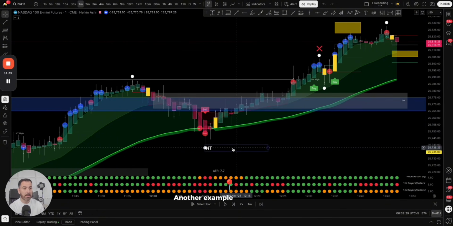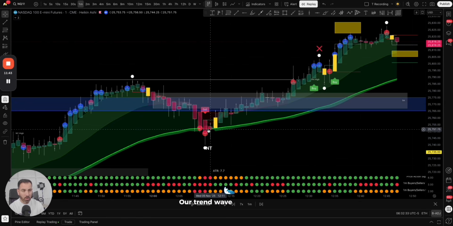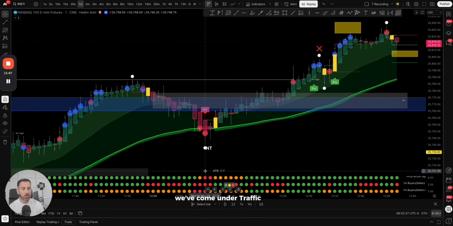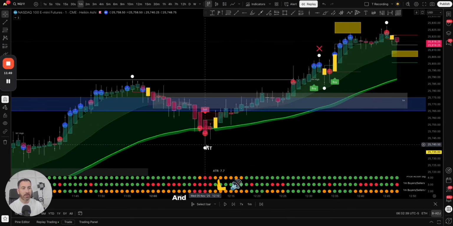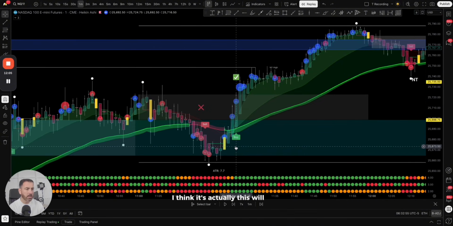Another example of a sell signal here where everything starts to align, our trend wave just goes red, we've come under, traffic lights have gone red, and as we get pushed down with that bearish volume, we don't get tagged in. So we've saved ourselves 3 trades there, which I think is actually, this will make it 8.